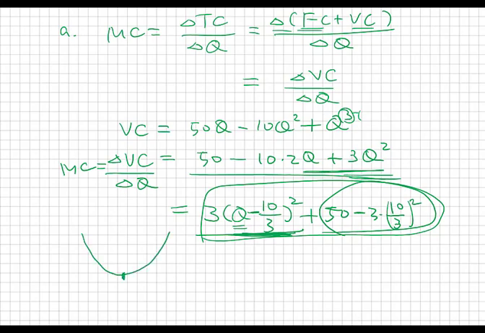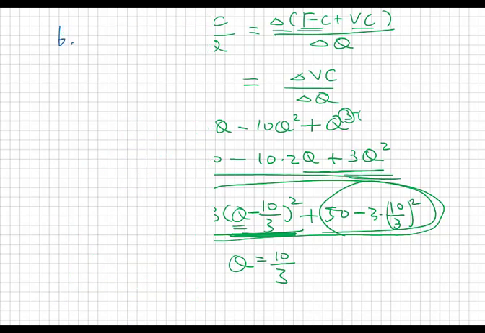When this term becomes 0, the entire marginal cost will be minimal, as the function looks like this. At the bottom, the minimum occurs when this quadratic term becomes 0. That happens when Q equals 10 over 3. So we can imagine the marginal cost curve is of quadratic form, and the minimum happens when Q equals 10 over 3. That's the answer for question A.